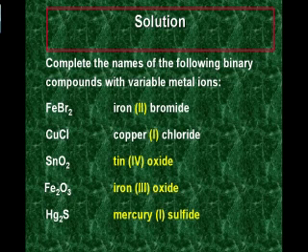SnO2, that's tin and oxygen. Notice that the oxygen from the periodic table has a -2 charge, and there are 2 oxygens, so that's a total of -4 on the oxygen. So therefore tin has to be a total +4 to balance that charge out. And then Fe2O3, oxygen again is -2, and there are 3 of them, so that's a total -6. So then the total iron charge has to be +6, but there are 2 of them. So each iron has to be a Roman numeral 3. So iron, Roman numeral 3, oxide.